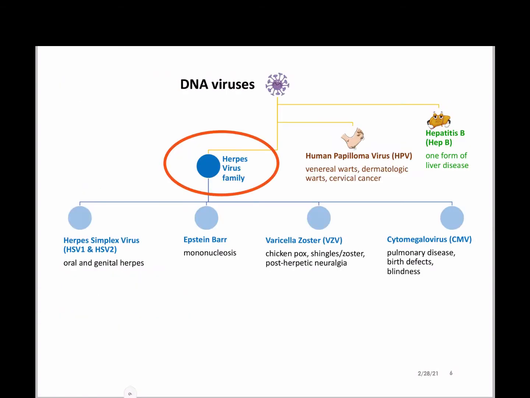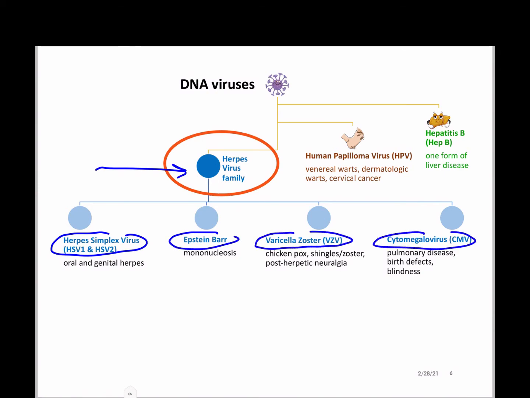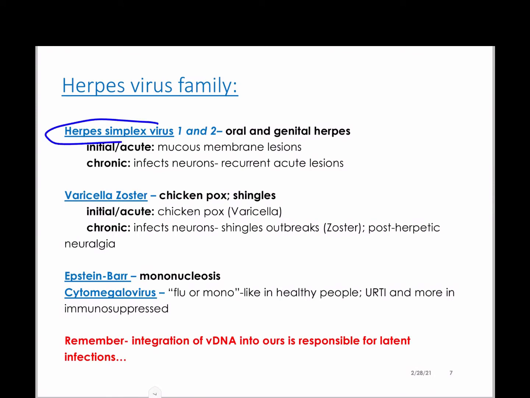So we're going to start with the herpes virus family, looking at herpes simplex virus, Epstein-Barr, varicella zoster, and cytomegalovirus. So herpes simplex virus has subtypes 1 and 2, and these can both cause oral and genital herpes. It's commonly believed that these subtypes cause either oral or genital, but that's not true. They can both cause both.